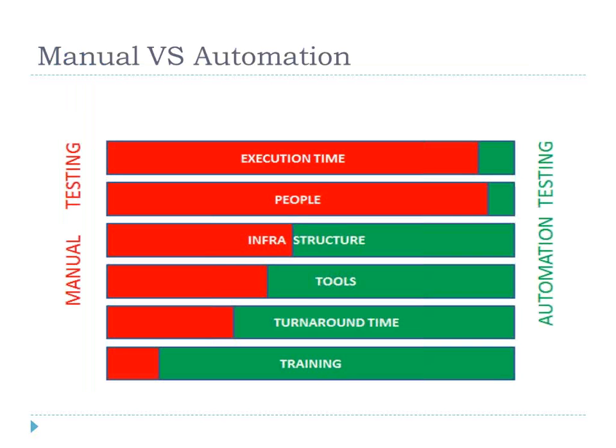So this is manual versus automation. The main advantage of automation is that execution time is very short. We don't need to sit and watch the automation testing, and it also reduces the number of people, because we are automating the manual test cases. Infrastructure-wise, both use the same tools. Automation may use more tools, and automation requires more training than manual.